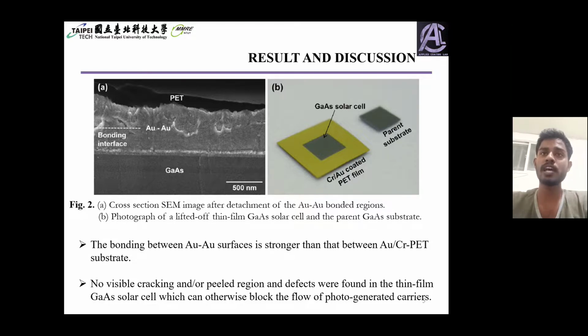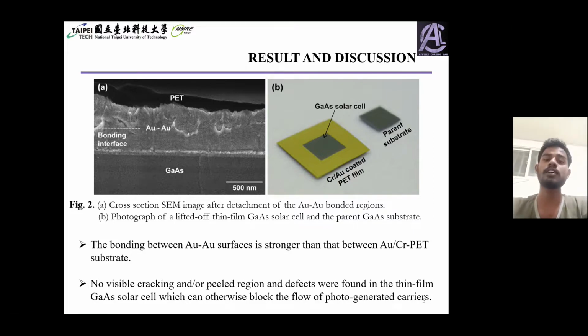So by using this method, a thin film gallium arsenide solar cell was transferred onto the PET film after the chemical etching of the aluminum arsenide sacrificial layer. In this case, we can see in figure 2B that there is no visible cracking, and no peeled regions or defects were found in the thin film gallium arsenide solar cell, which can be generated carriers.